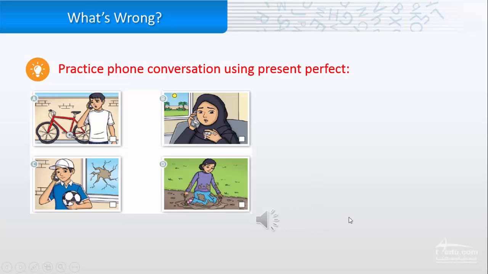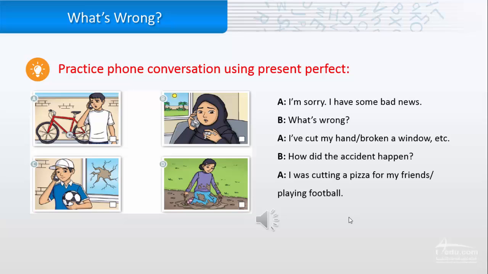So here we have the four pictures, and the girls and the boys are talking to their parents and telling them what problems they have. So: I'm sorry, I have some bad news. What's wrong? I have cut my hand, broken a window, and so on. How did the accident happen? I was cutting a pizza for my friends, or playing football, and so on. So this is how to tell someone if you have a problem, and how the other person can help find a solution for you, and you can explain how these things happened.